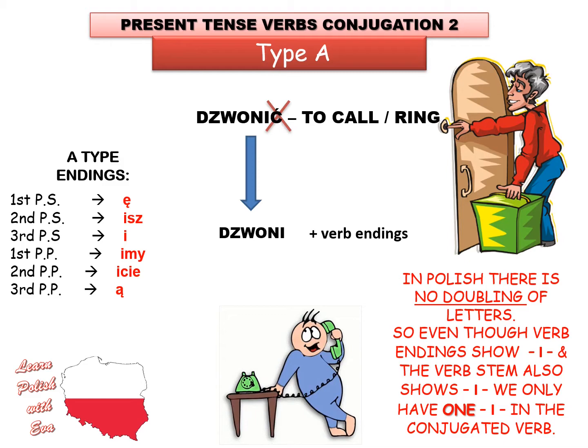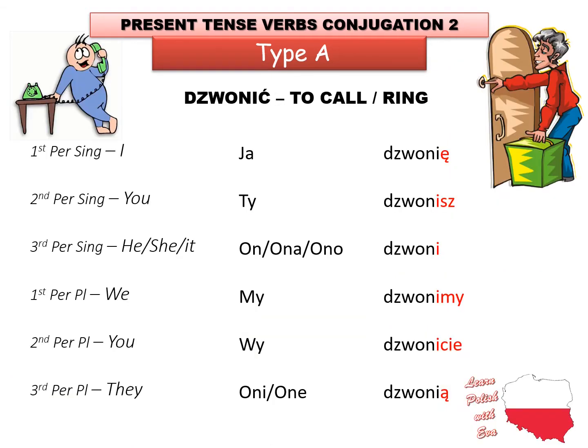So what do I mean? How does this verb look then? Well, simply it looks like this. Ja dzwonię, ty dzwonisz, on, ona, ono dzwoni, my dzwonimy, wy dzwonicie, oni, one dzwonią. So that's basically what I meant.